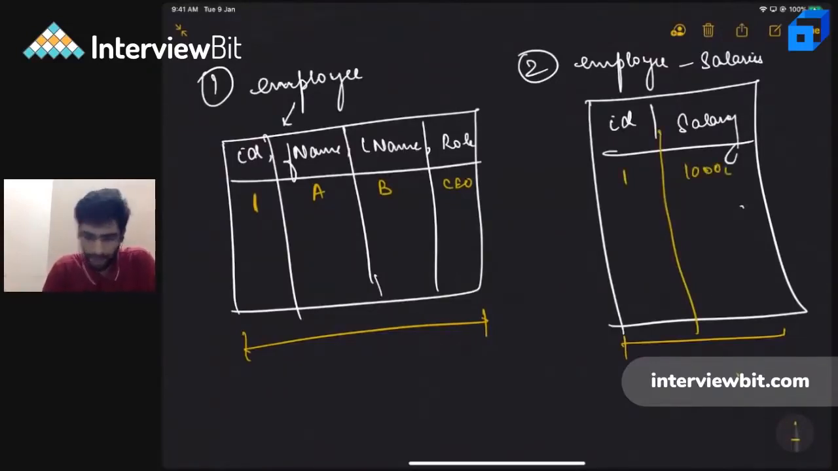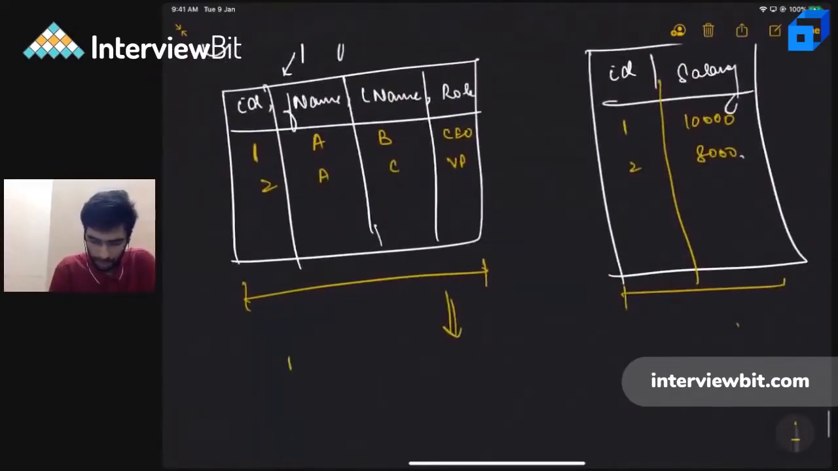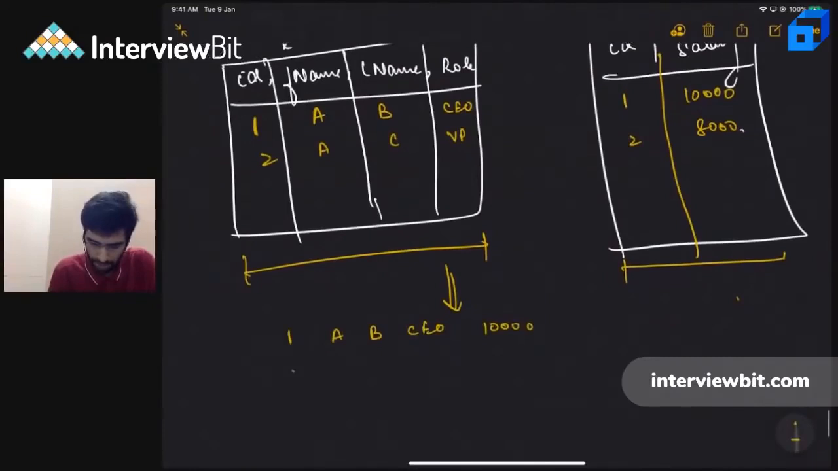Then there is an ID 2, first name is A. Two people can have the same first name, right? The last name can be C, and let us say his role is VP. The salary of the VP is something like 8,000, and so on. And what you need to return? You need to return 1, A, B, CEO, and 10,000; 2, A, C, VP, and 8,000.